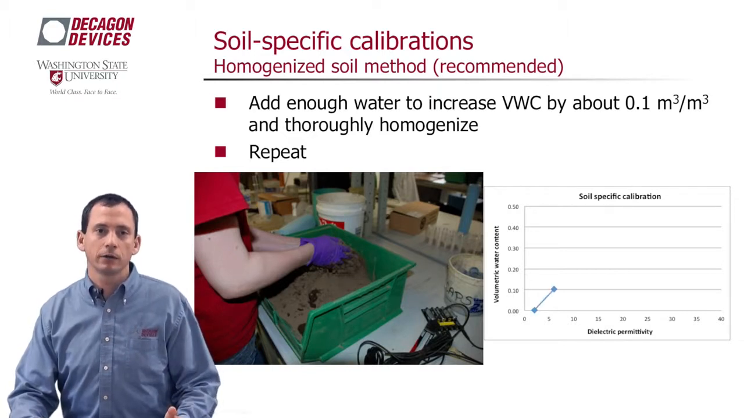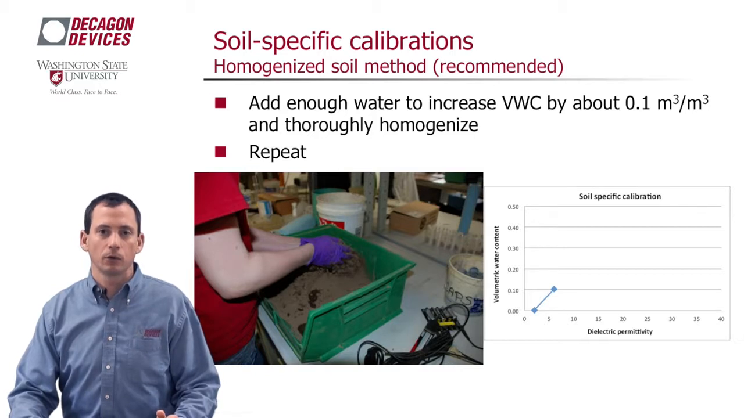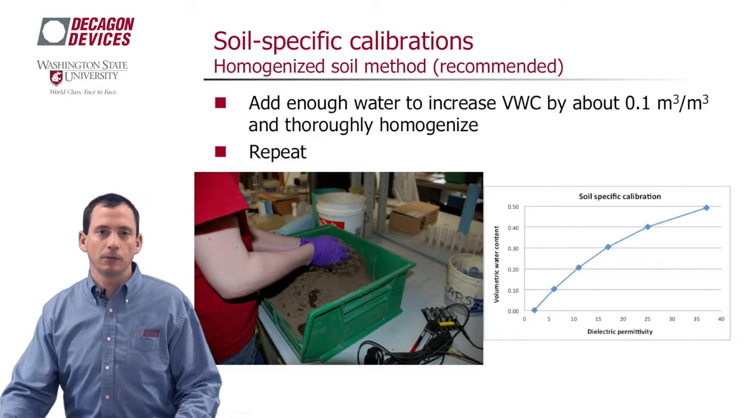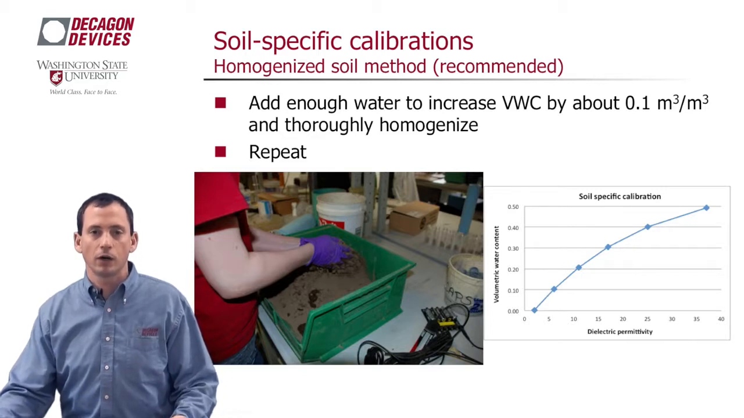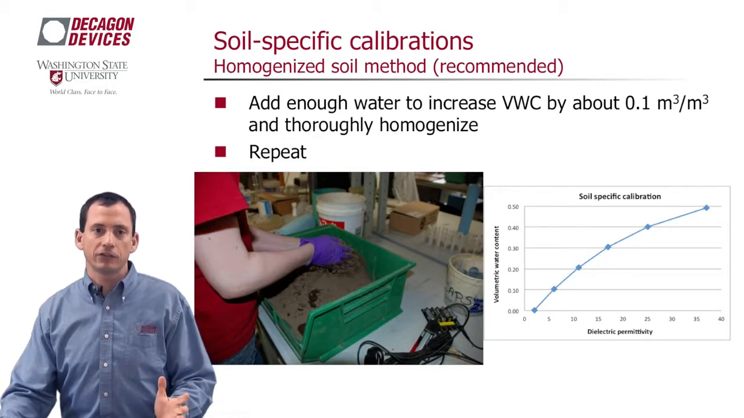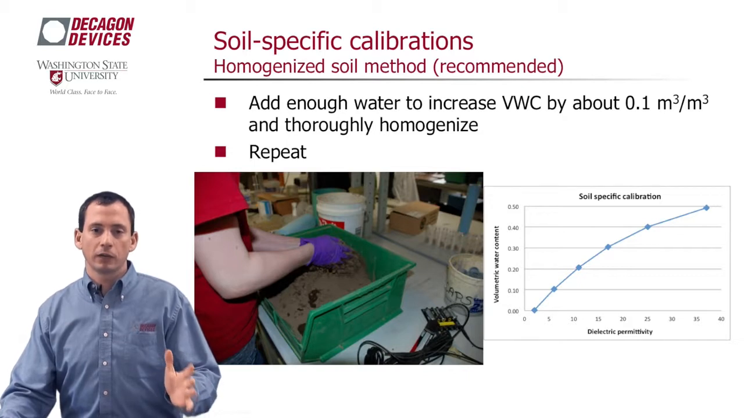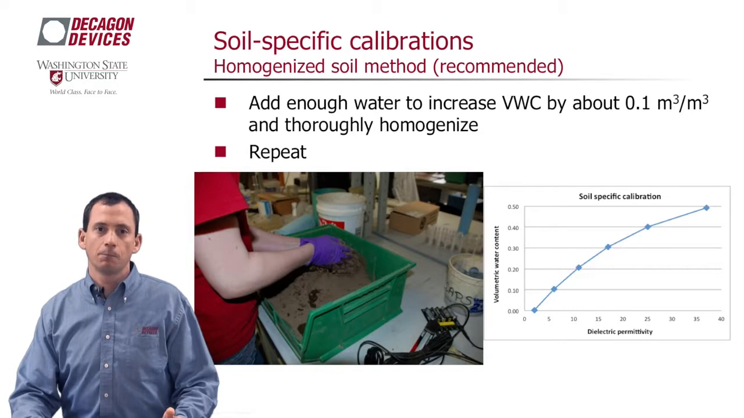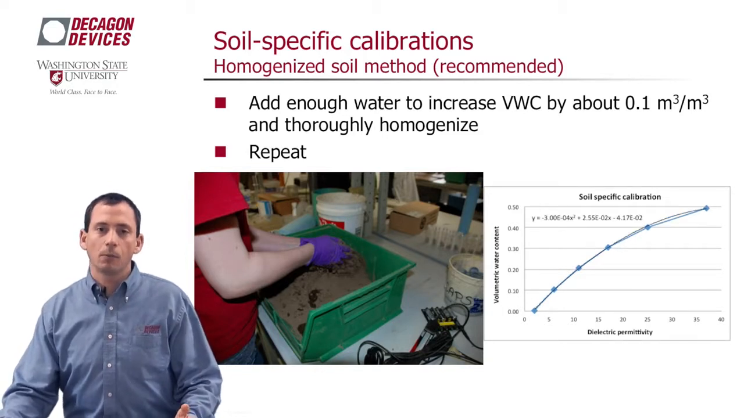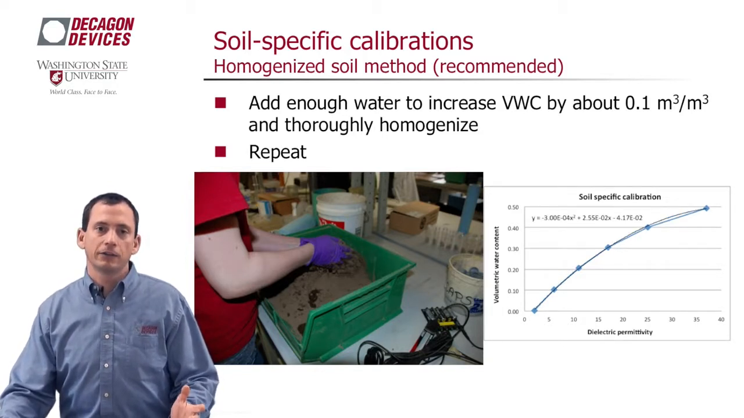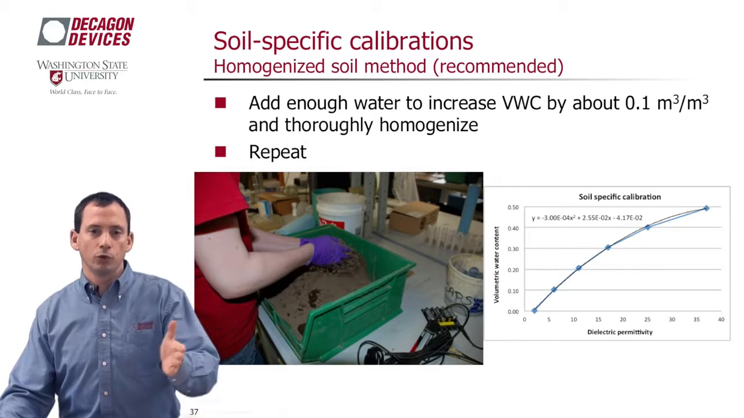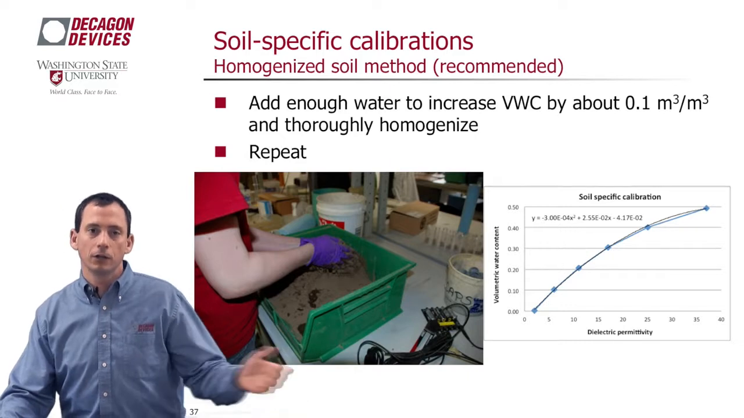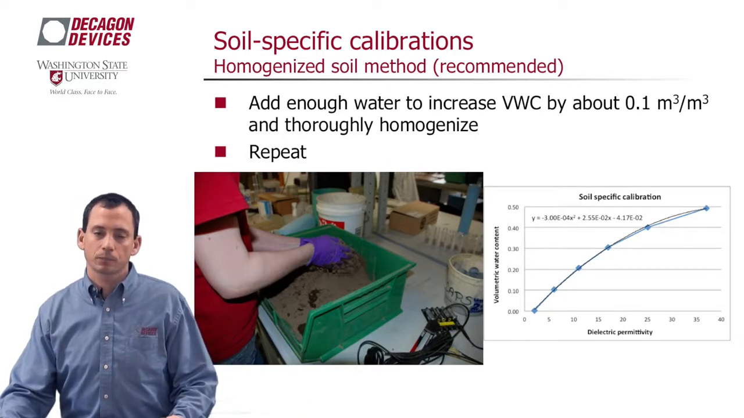Then you add some more water, do it again, add some more water, do it again, add some more water, do it again, and maybe you end up with 4, 5, 6, 8, who knows, as much resolution as you want, but you end up with this data set that shows the relationship between dielectric permittivity and volumetric water content for your soil. You fit that with some mathematical model or some equation that you can use then to convert from your dielectric permittivity measurements in the field to volumetric water content.